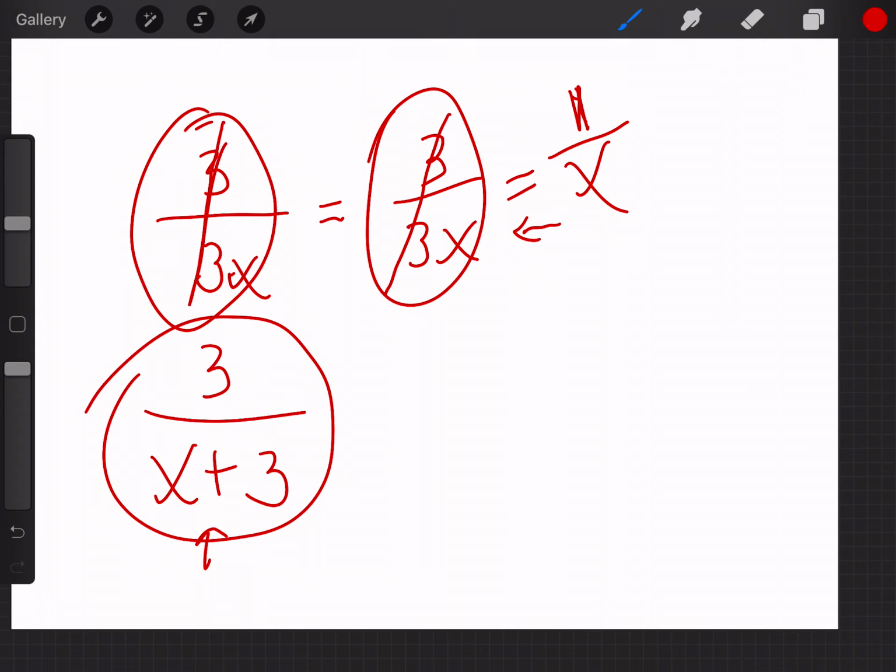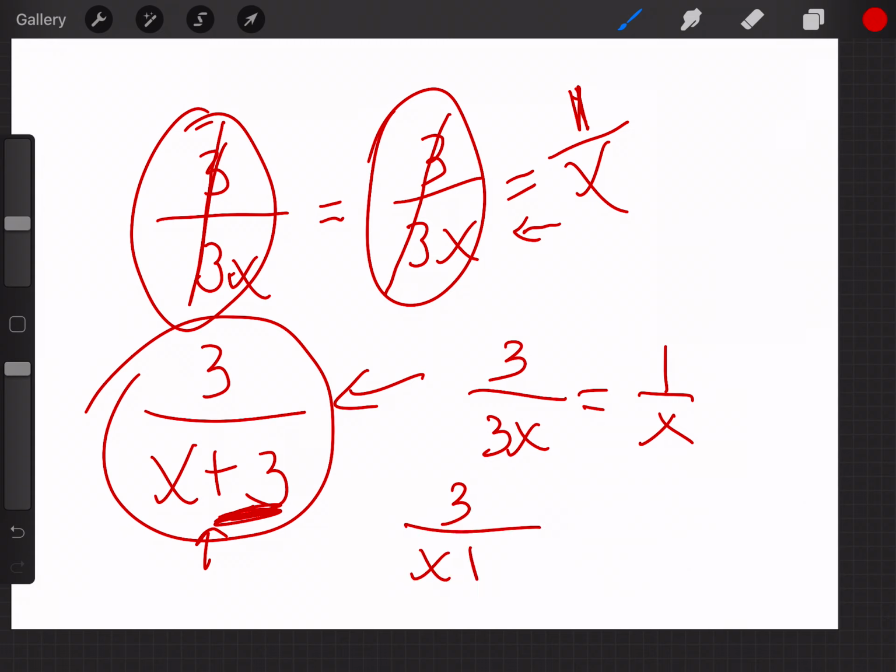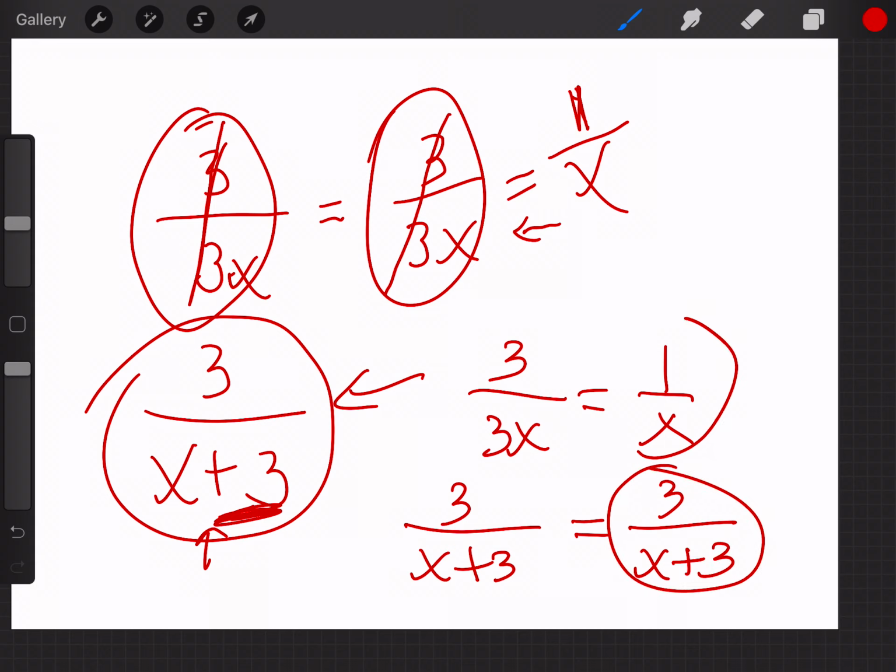But now, if you had a problem like this one right here, you cannot mark out the 3's, because that plus 3 makes it different. It's like a unit. You can't mark it out. So 3 over 3x does become 1 over x. However, 3 over x plus 3 stays 3 over x plus 3. You cannot mark out the 3's. This and this would be your final answer.